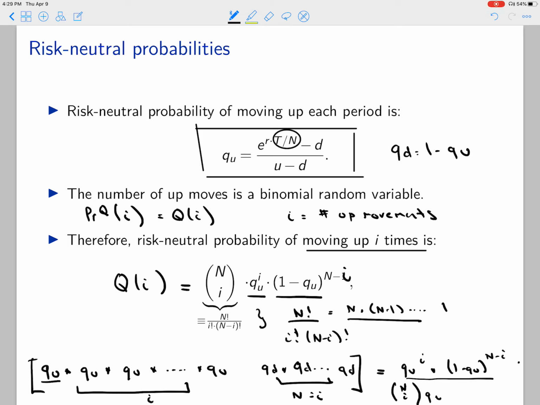So the probability of moving up I times, not on a single path but in general, is n choose I, QU to the I, 1 minus QU to the n minus I.